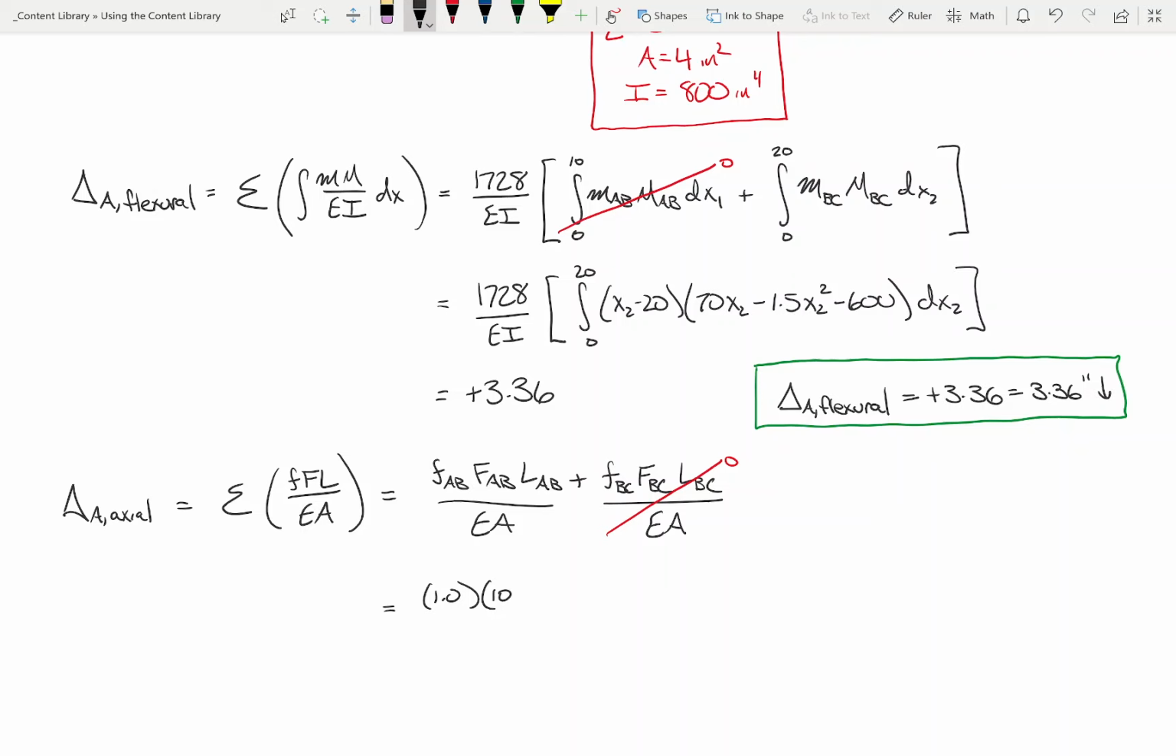This was 10 kips. This member is 10 feet. And then we have 30,000 KSI, 4 square inches. Anybody see a problem with this, by the way? What's the bottom units? KSI times inches squared. Kips times. Remember what we had to do in trusses? We had to convert the length into inches so that the units would yield an appropriate answer.